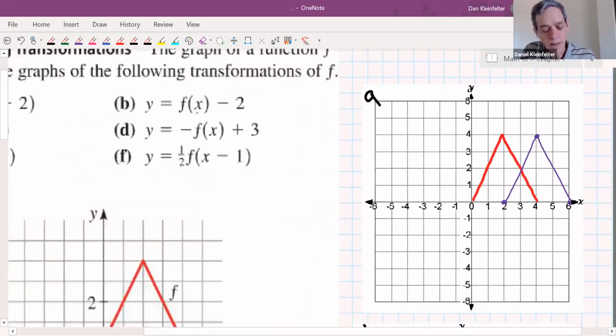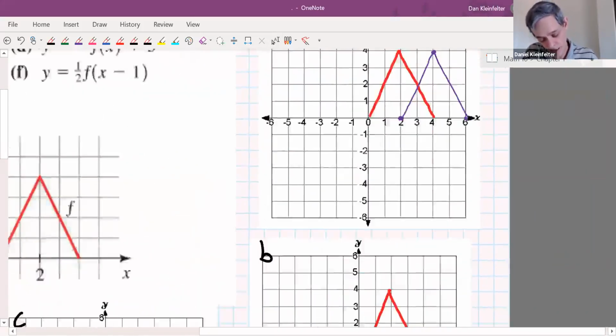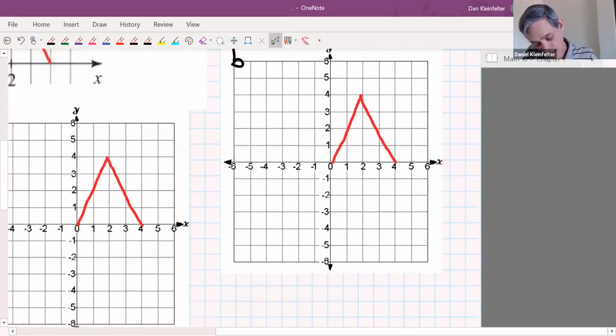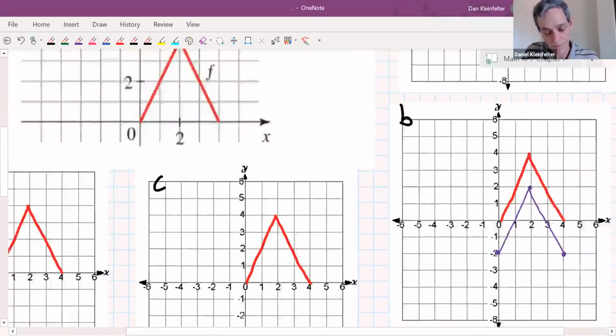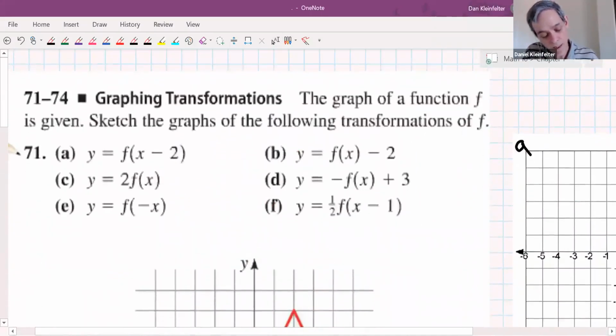For B, by contrast, it's f of x minus 2. So that means that the graph is shifted down by 2 units. So we'll take our existing graph, look at a couple of important points, just move those down by 2 units. And then connect the dots. Downshift by 2 units.